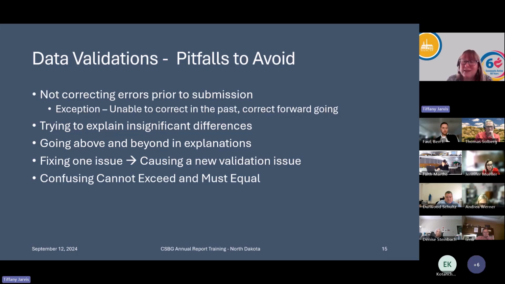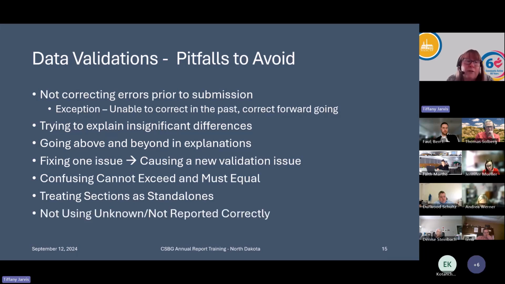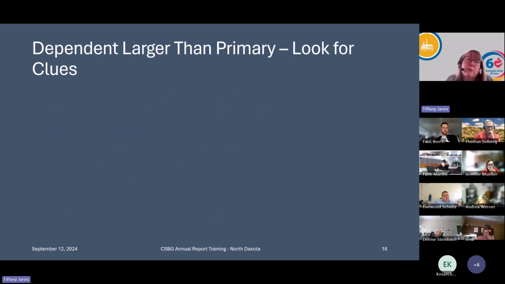Confusing cannot exceed with must equal goes back to those 2 different categories I talked about, where the summation is must equal, whereas the dependent indicator, or the dependent data point, is larger. That's a cannot exceed. So just make sure that you understand the difference between cannot exceed and must equal. And treating sections as standalones. I'm not going to go into that because Lena talked a lot about this, so that was good. And not using unknown and not reported correctly when it comes to the client characteristics, which is Module 4, Section C.